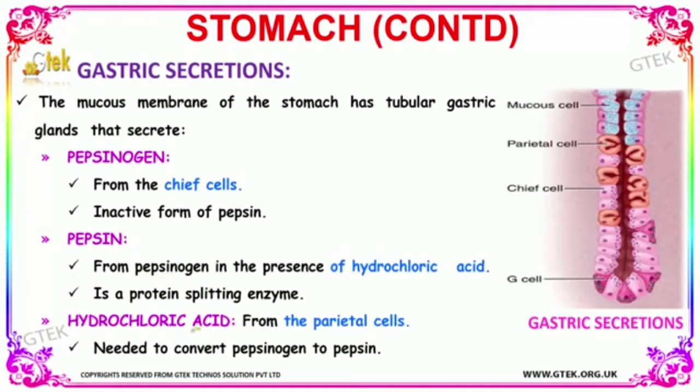Next we have the hydrochloric acid. Your parietal cells, as you can see over here, are the ones that secrete the hydrochloric acid. And the hydrochloric acid is used for converting your pepsinogen into pepsin. So your parietal and chief cells form the major cells which help in the production of pepsinogen and hydrochloric acid, which produces the pepsin as a byproduct.